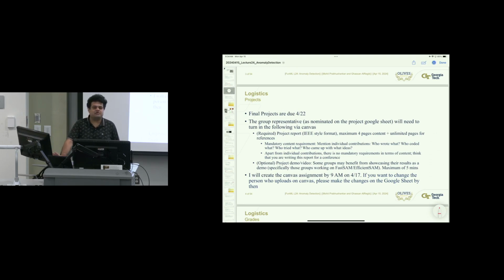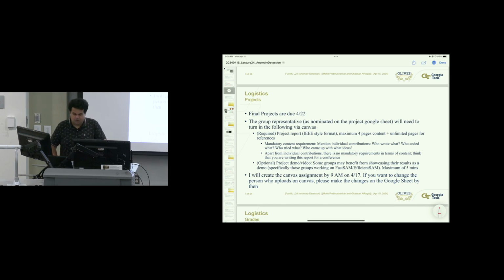So it'll be very similar to the progress report that you uploaded. Essentially, the representative names that are there on the Google Sheet, I'll use that to create assignments on Canvas. That means that you will upload your group materials. There'll be one set of materials per group. It's not individual. You're not writing your reports individually. It's going to be one group-based report.